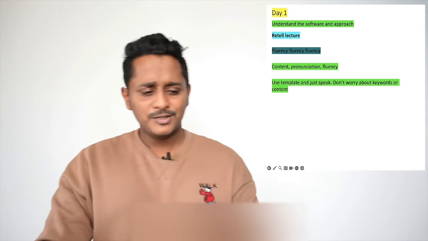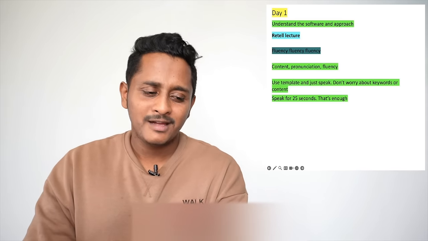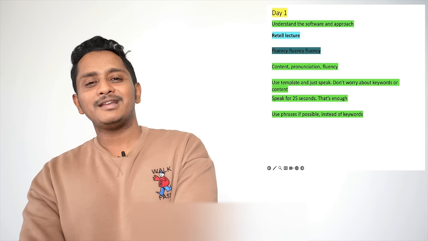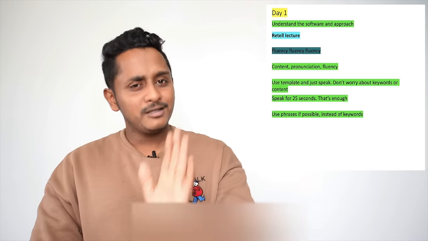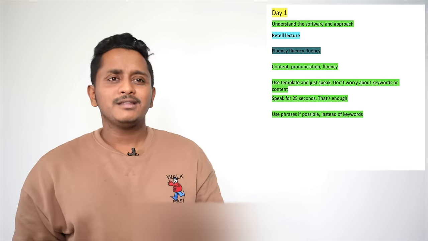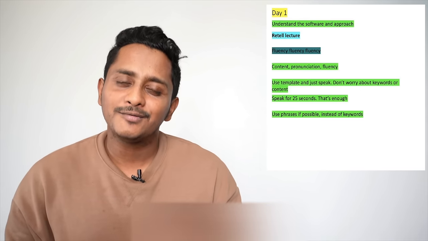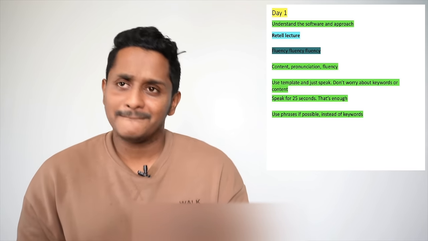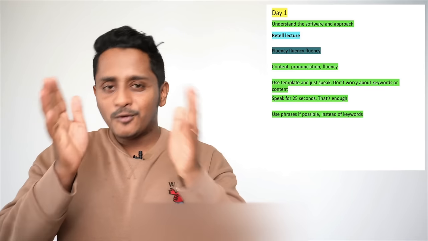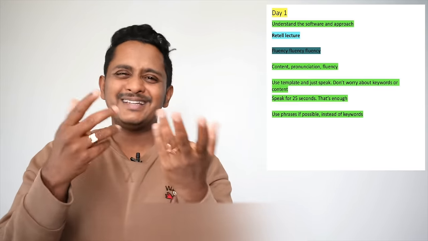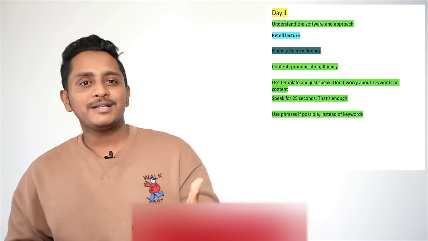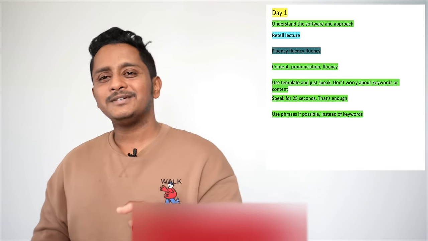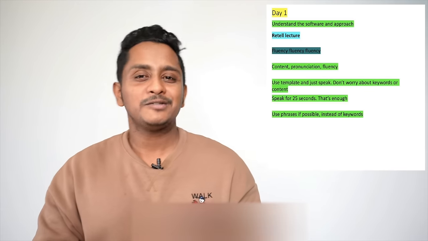Use a template and just speak. Don't worry about keywords or the content. Speak for 25 seconds, that's enough. How to take notes, everything I'll show you. Use phrases if possible, not just the keywords. In the worst case, keywords are also fine. One word is also fine, but if possible, write small sentences. The idea is, if you speak one word and the software doesn't understand, you will not get marks for content. If you speak four words together in a phrase, out of four, there is at least a possibility the software understands some 2-3 words. So in this scenario, don't write just keywords. Use the phrases if possible.